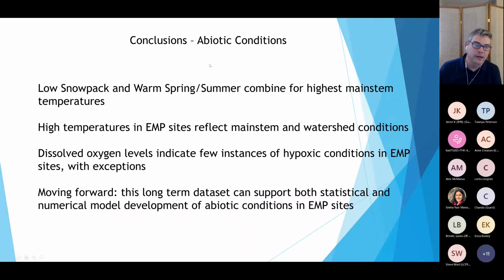So in conclusion, I think it's important to think about the snowpack and the spring and summer conditions as they relate to Mainstem temperatures. Of course, there's a lot of management associated with the dams that can help change that as well. I didn't talk about that today. High temperatures at the EMP sites reflect Mainstem and watershed conditions, and dissolved oxygen levels indicate few instances of hypoxia in the EMP sites, which is good.